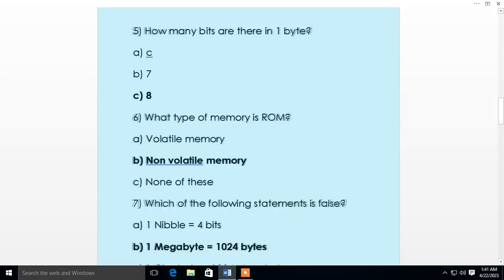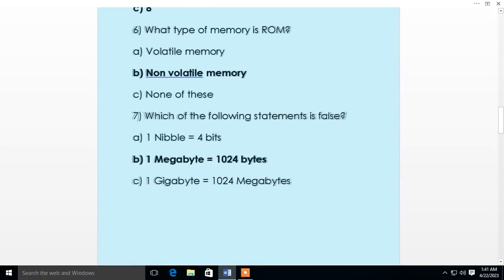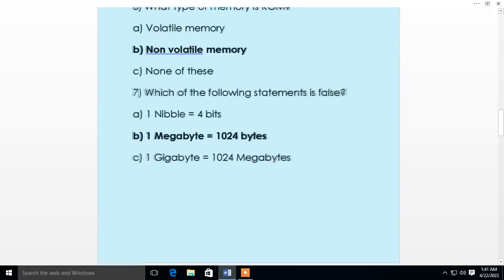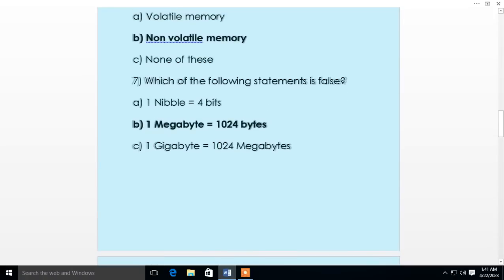So none of these options will be ticked because we got the correct answer. This is also a particular tip you should know: if there is an answer, then none of these will not be ticked. Right. Now coming to question number 7. Which of the following statements is false? 1 nibble is equal to 4 bits, this is correct. But over here the question is which of the following statements is false. So here also care should be taken on the question.